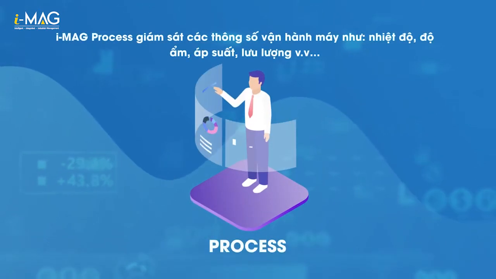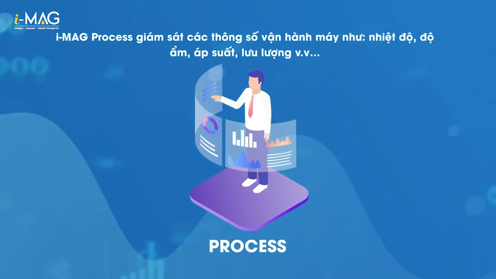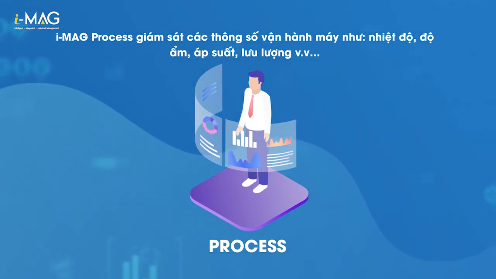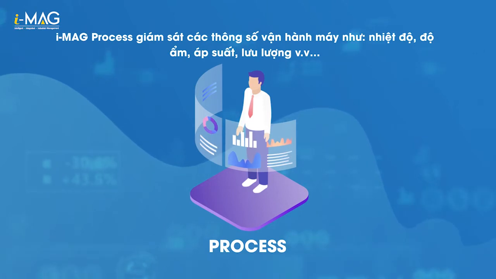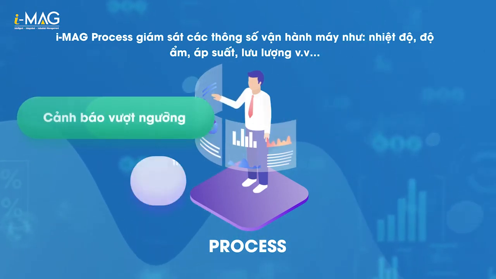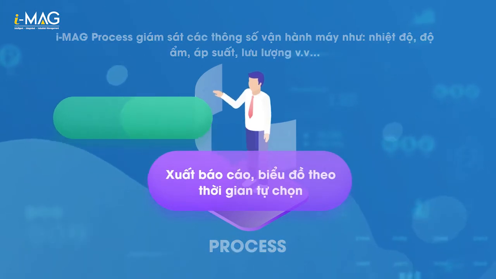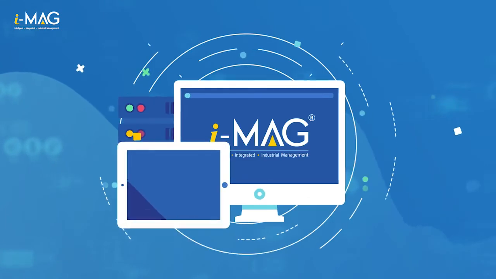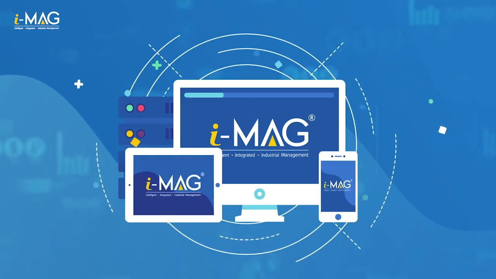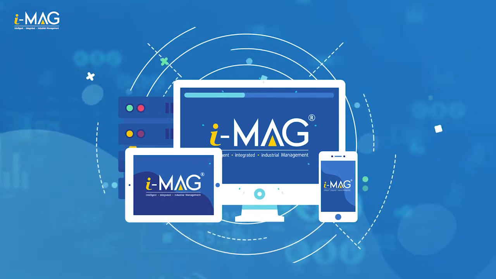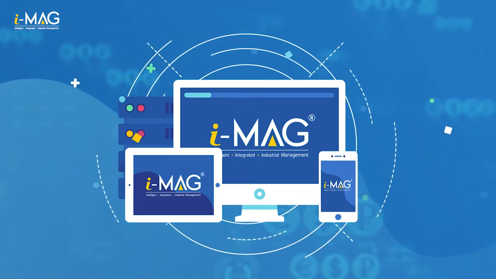iMag Process monitors machine operating parameters such as temperature, humidity, pressure, flow, etc. iMag Process allows monitoring of machine operating parameters in real time, warning when over the threshold, and exporting reports and charts according to the time of your choice. With iMag, customers can easily monitor on different devices such as computers, phones, and display screens at the beginning of the production line.